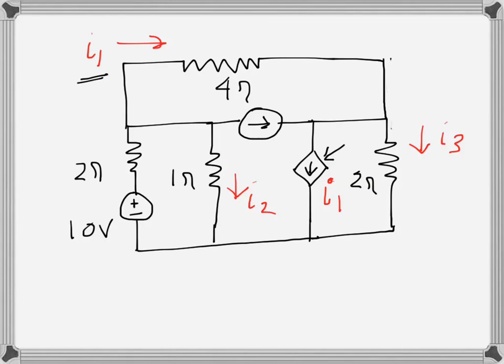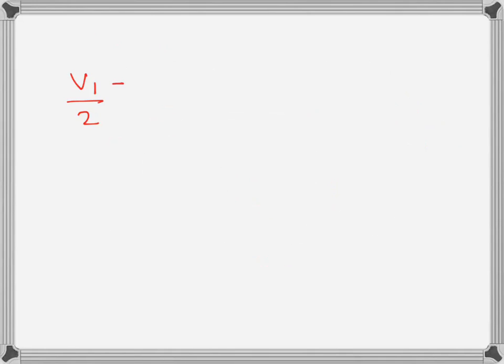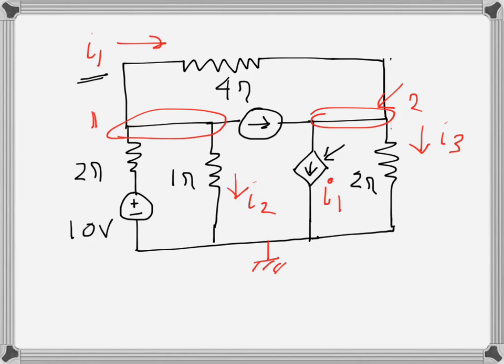So I will identify the two nodes here. This is one node, let's call it node 1, and then node 2, and this is the reference node. So once I have it, the voltage here is V1, the voltage at this node is V2. So if I write the KCL at node 1, that will be (V1 minus 10) over 2, because this point's voltage is 10 volts.